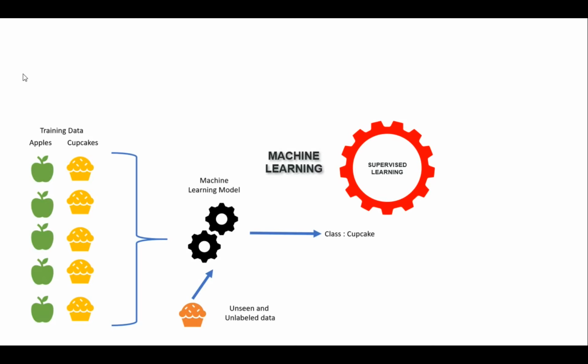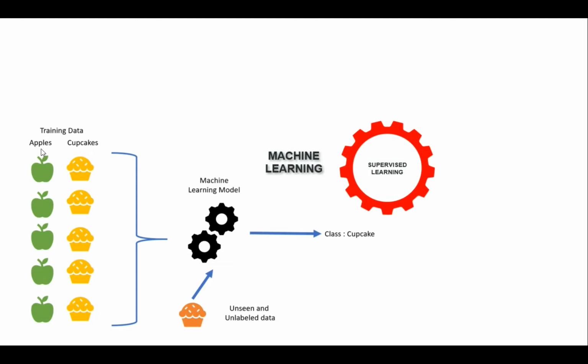So if you see here, I have two data items. One piece of information in the data is apples, and another is cupcakes. Now I have data which is clearly labeled. Once the data is labeled, my machine learning model will try to understand the data based on these labels which have been mentioned there.